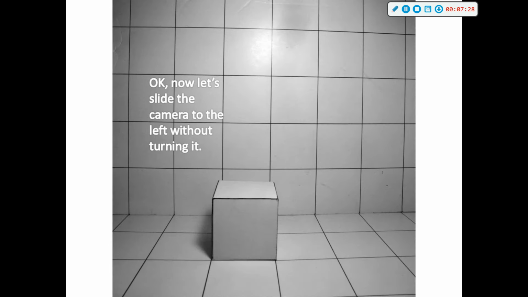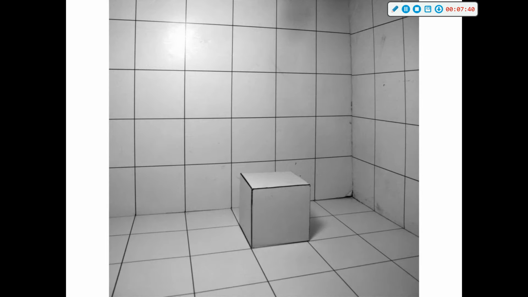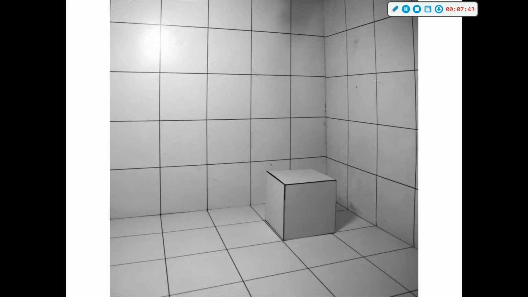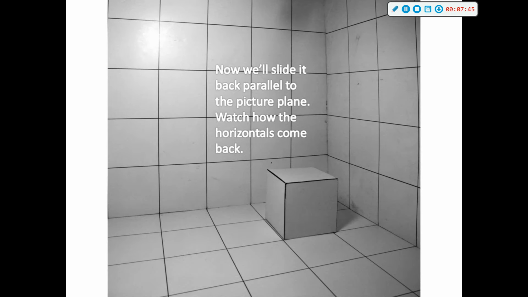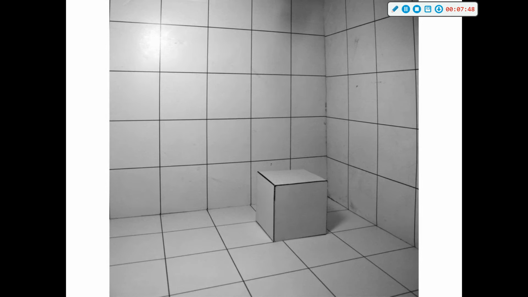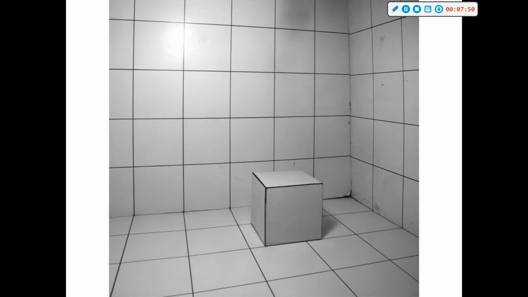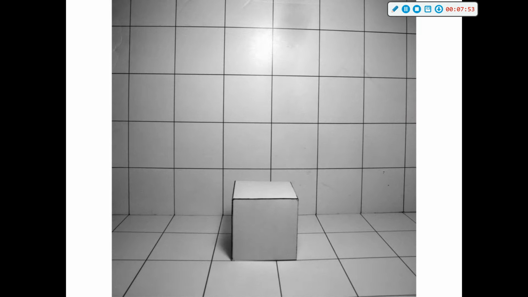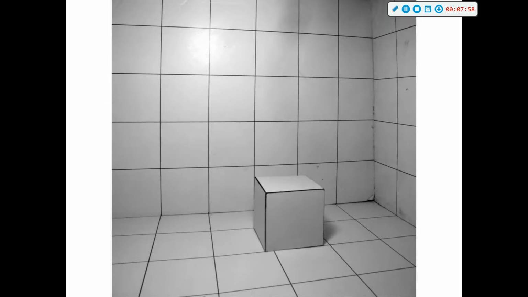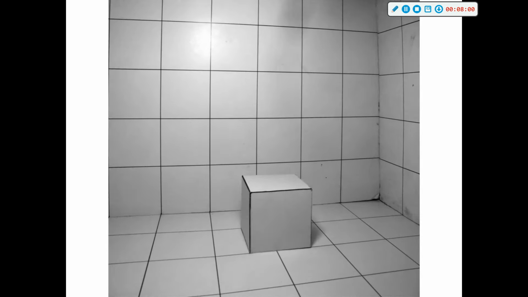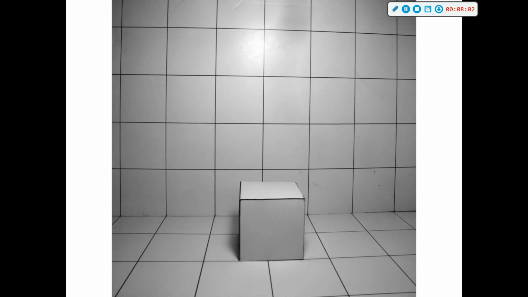So this is one-point perspective. Still one-point perspective. But if we turn the camera, now this is two-point perspective. And we can leave it right there, but twist things around. Now it's one-point perspective again. You see the difference? Two-point perspective, one-point perspective.